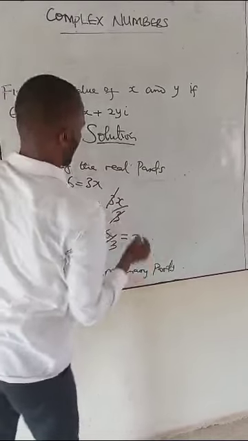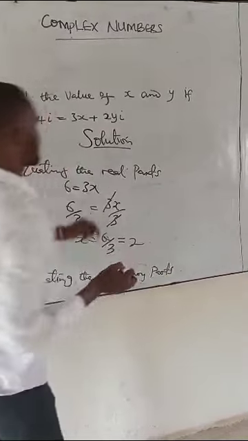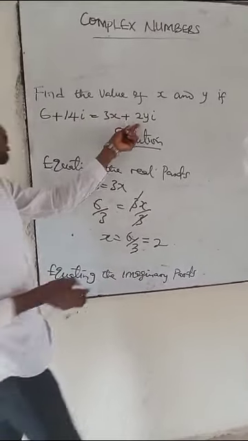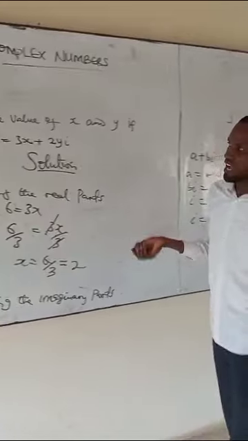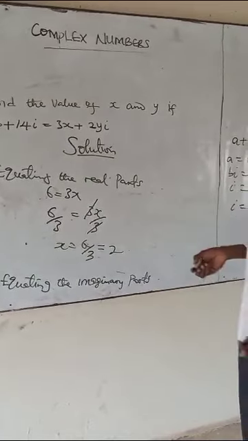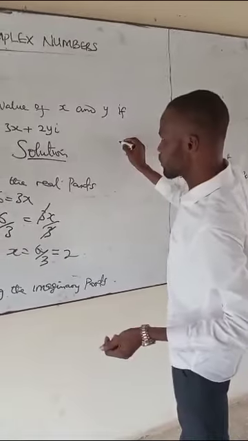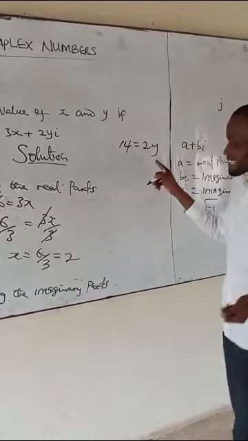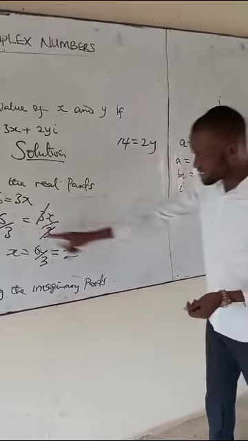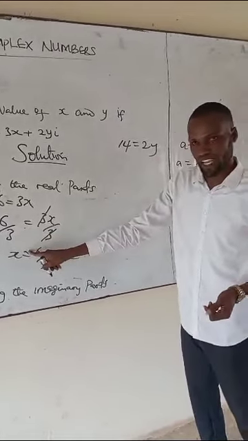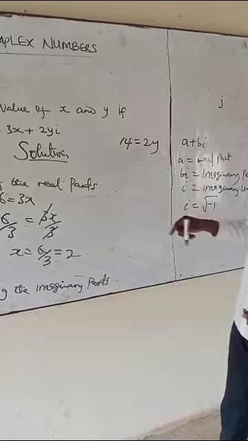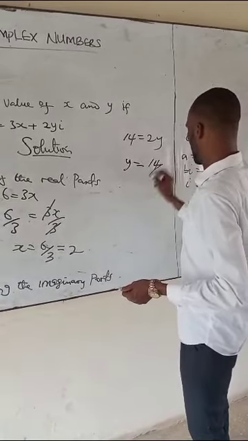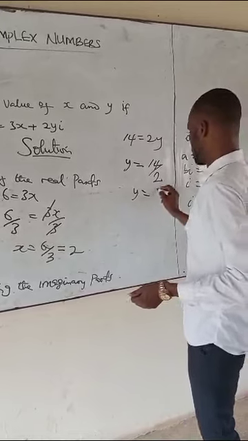The imaginary parts here are the 14i and the 2yi. So in this case, I will cancel i, no need of rewriting it again. So that we are going to have 14 equal to 2y, making y the subject of the formula, just as what we did here. We made x the subject of the formula here and we obtained 2. So making y the subject of the formula, we now have y equal to 14 all over 2, and y is equal to 7.